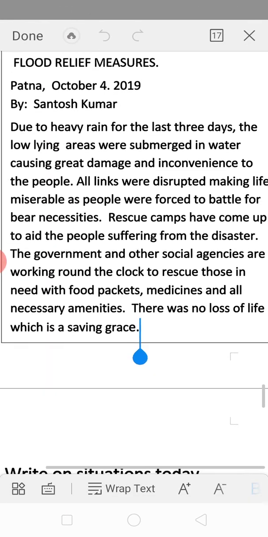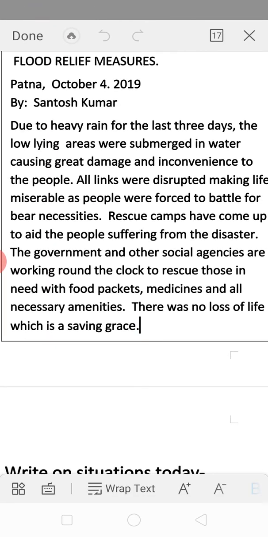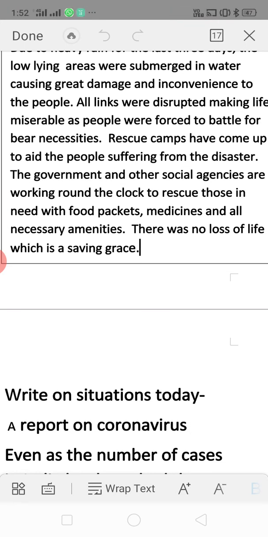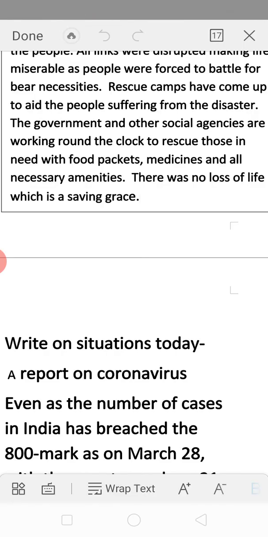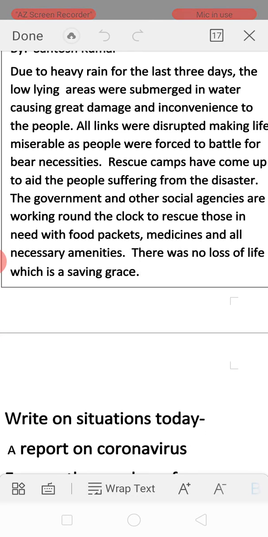due to heavy rain for the last 3 days, the low-lying areas were submerged in water, causing great damage and inconvenience to the people. All links were disrupted, making life miserable, as people were forced to battle for bare necessities. Rescue camps have come up to aid the people suffering from the disaster. The government and other social agencies are working round the clock to rescue those in need with food packets, medicines, and all necessary amenities. There was no loss of life, which is a saving grace. This is a short report on the flood relief which happened last year.